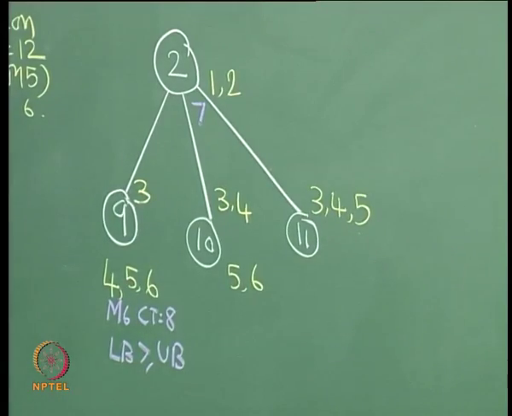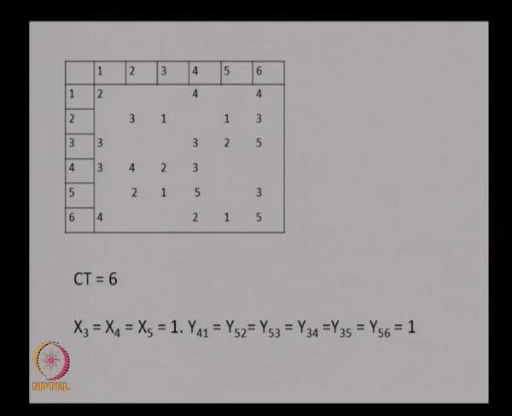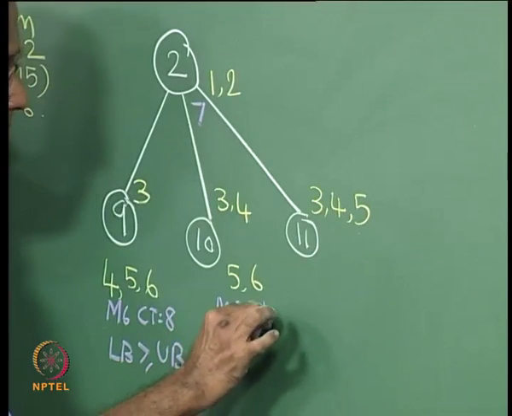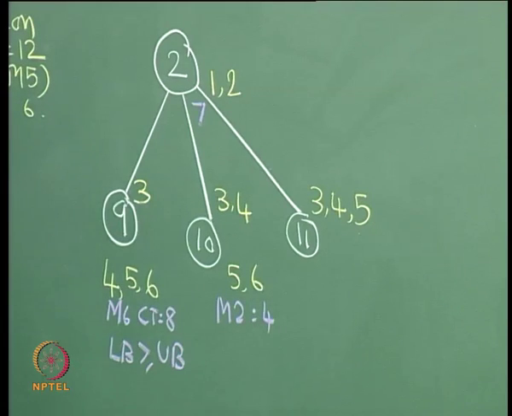I go back to this table and I realize that operations 5 and 6 can be carried out on M2, M3 and M6. At present I choose M2, so I choose M2 with cycle time equal to 4. Now I go back to operations 3 and 4.